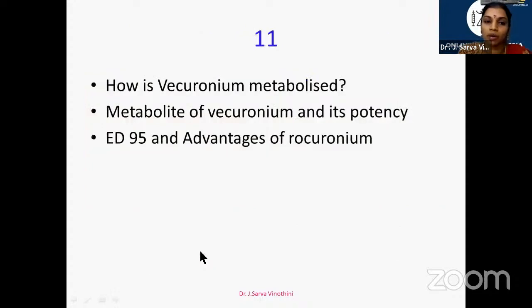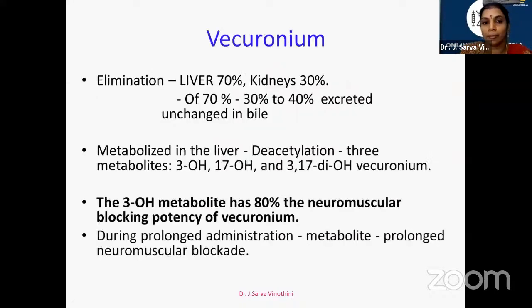How is vecuronium metabolized? What are the metabolites of vecuronium and its potency? What is the ED95 and advantages of rocuronium? Vecuronium is mainly metabolized by the liver, to a lesser extent by the kidney. Of the 70% that is metabolized by the liver, 30 to 40% is excreted unchanged in bile. What happens in the liver? It gets deacetylated to 3 metabolites: 3-hydroxy, 17-hydroxy, and 3,17-dihydroxy vecuronium. The 3-hydroxy metabolite has 80% of the neuromuscular blocking potency of vecuronium. Why is this important?